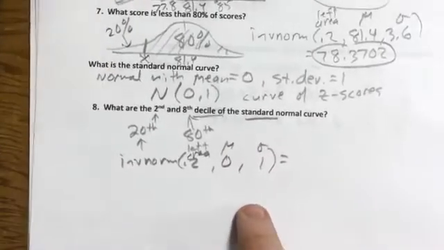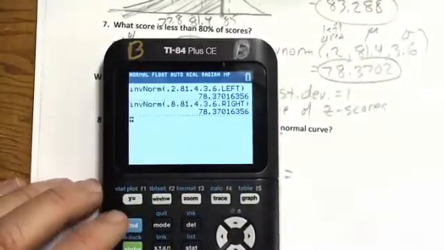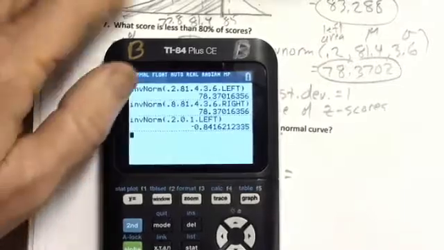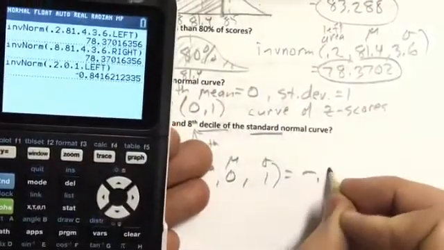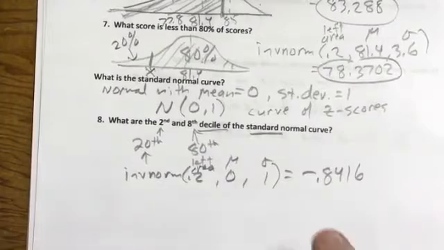And so the decile just means that it's in tenths. And so we will say inverse norm of 0.2, mean of 0, standard deviation of 1. And your calculator resets to that after a while, by the way. So we go like that. And so that would be negative 0.8416, right, like that. So that's the 20th percentile.